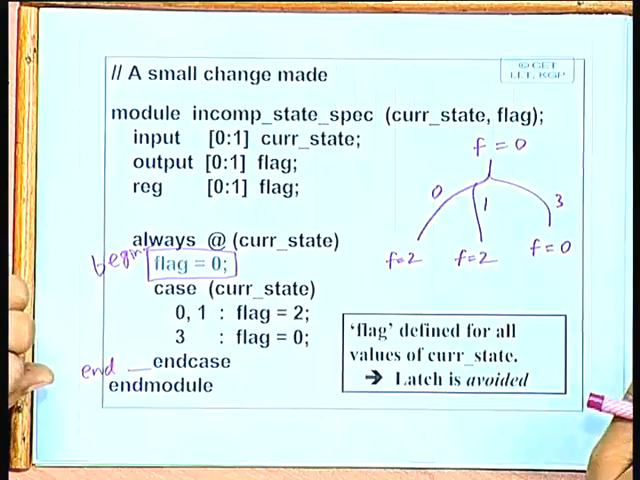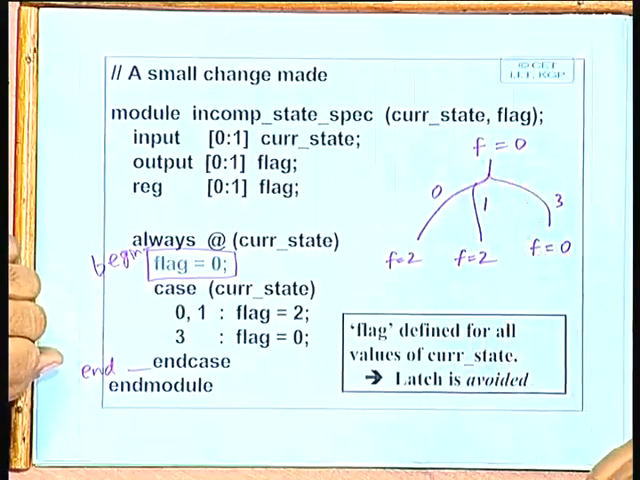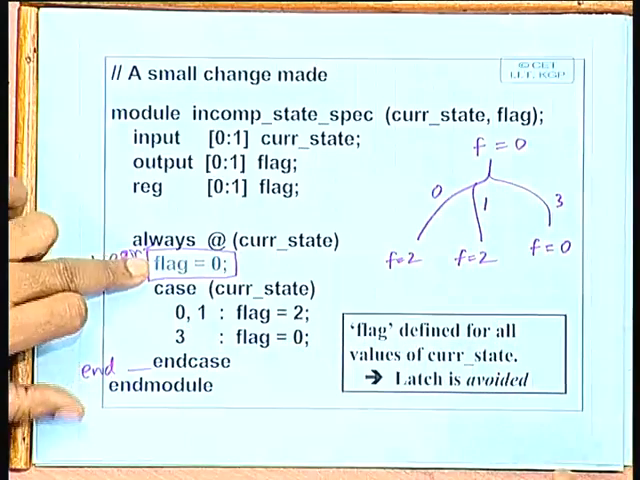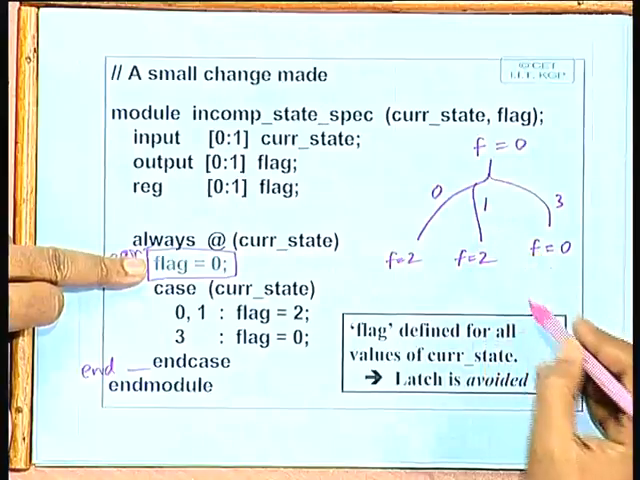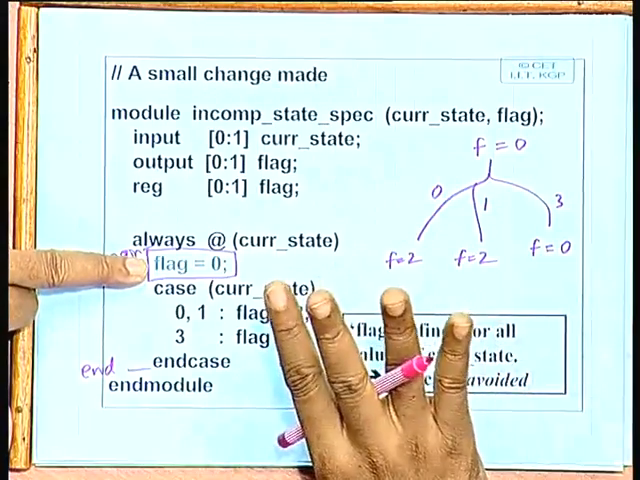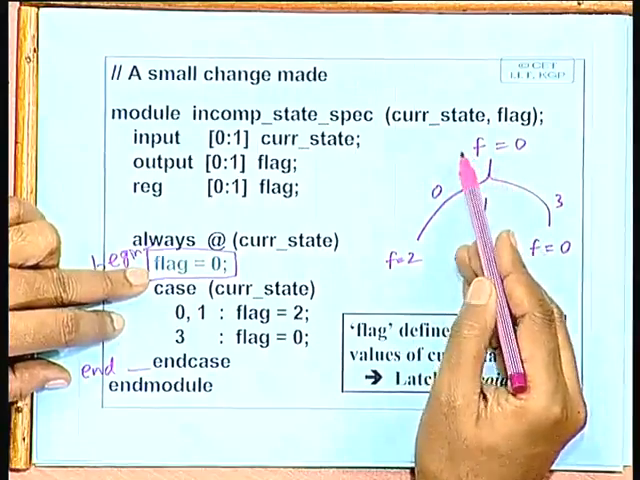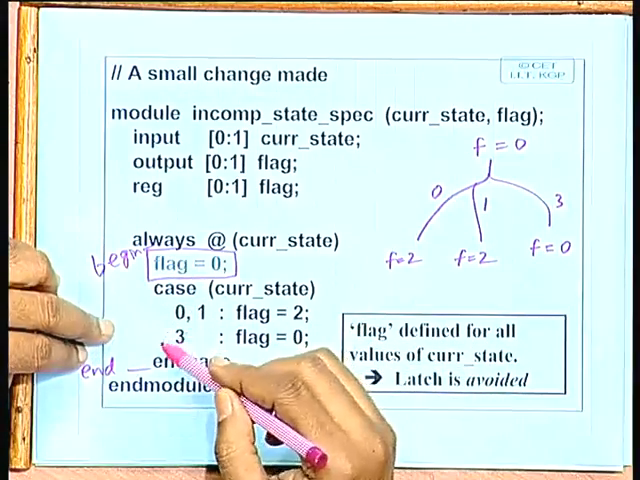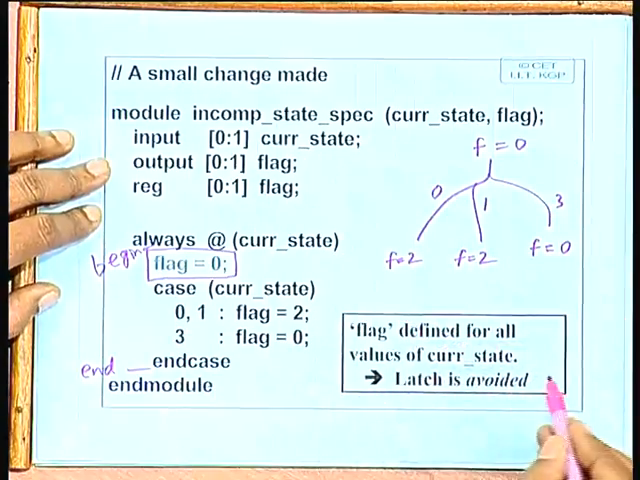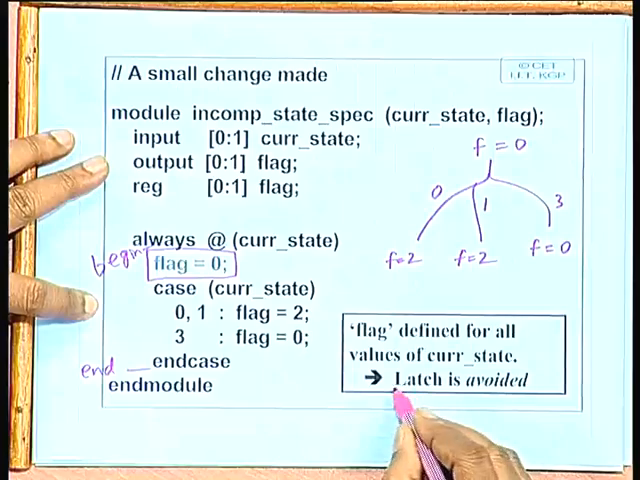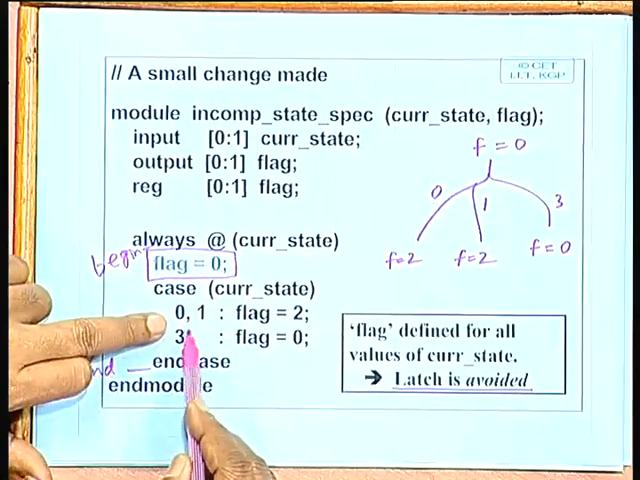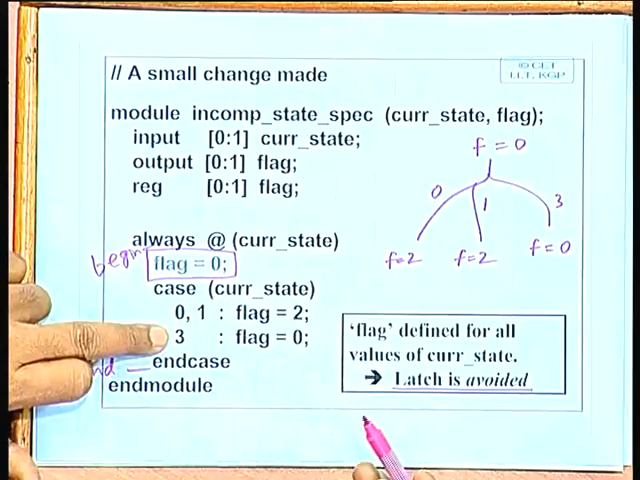See, the other path also gets a value assigned to flag, because at the beginning, irrespective of the current state, we are assigning some value to flag. So the only thing we need to check is that whatever path is followed, some value should be assigned to the variable along that path. Since we have already assigned something at the beginning, the value by default is getting assigned for all possible conditions. So this specification will be generating a combinational logic. By this we are avoiding the latch. Here we can either do this or you can add another case with 2, both are okay.